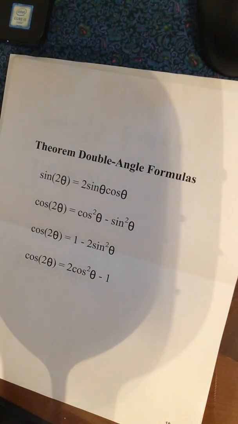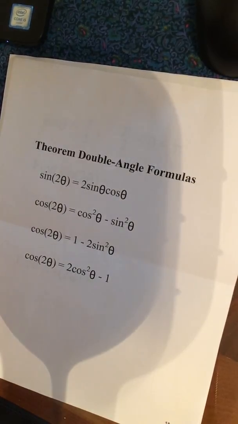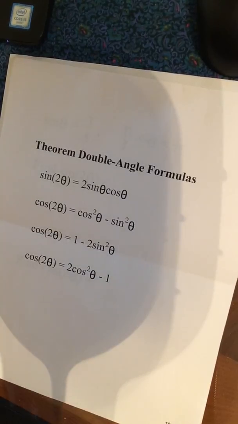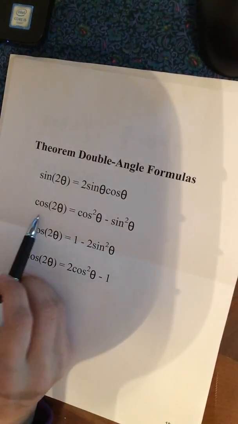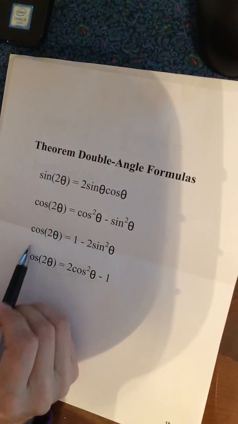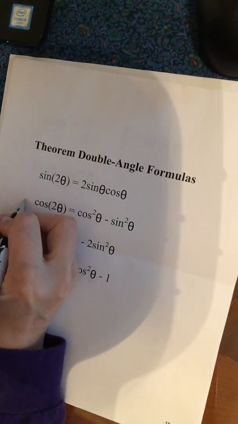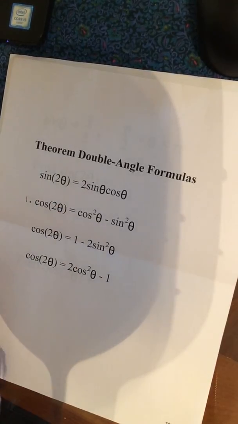All right. Now, let's talk about the double angle formulas. You need to write these down. Sine of 2 theta can be written as 2 sine of theta cosine of theta. Now, cosine of 2 theta, there's actually 3 different ways you can write it down. The first way is to write it as cosine squared minus sine squared of theta.